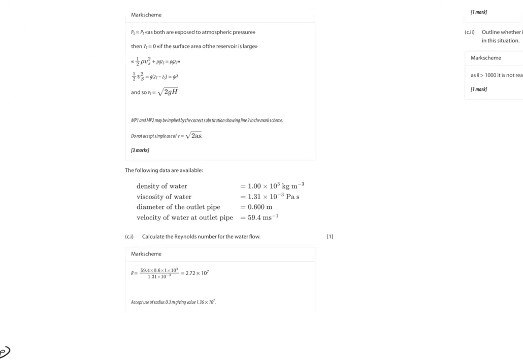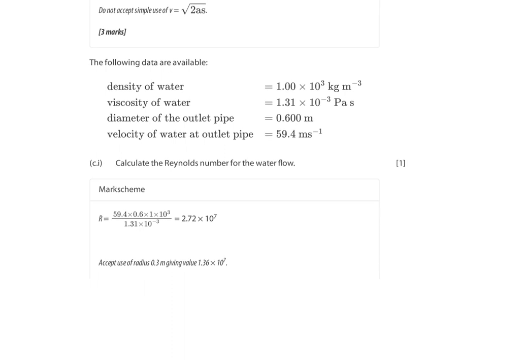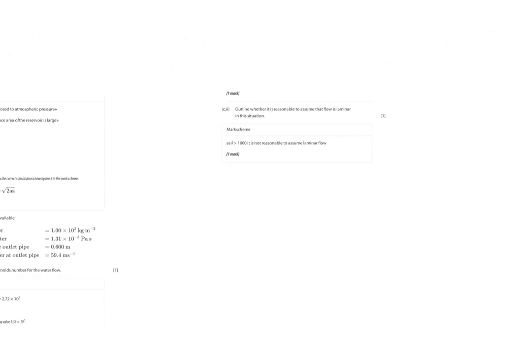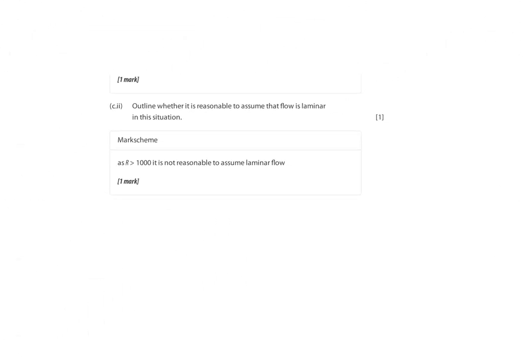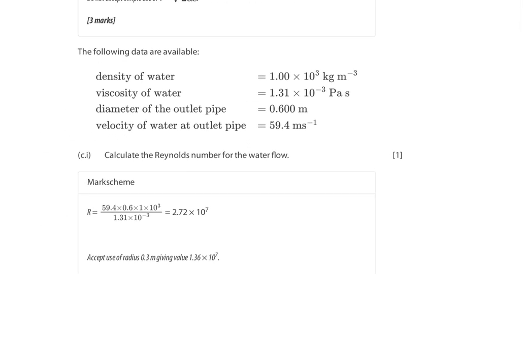And then they give us a bunch of data. They give the density of the water, the viscosity of the water, the diameter of the outlet pipe, and the velocity of the water at the outlet pipe. And they want to know the Reynolds number for the water flow. I bet the follow-up is, is it turbulent? Yup, is it laminar or turbulent? Saw that coming.